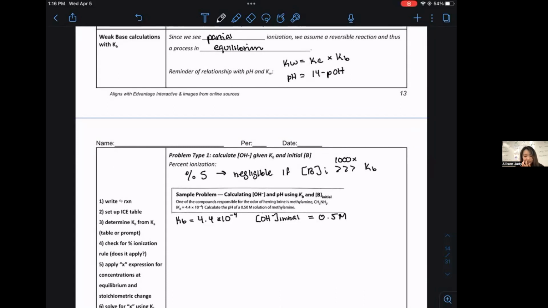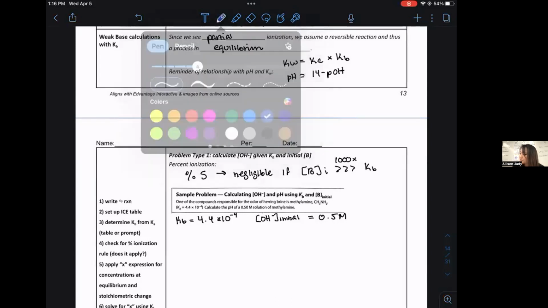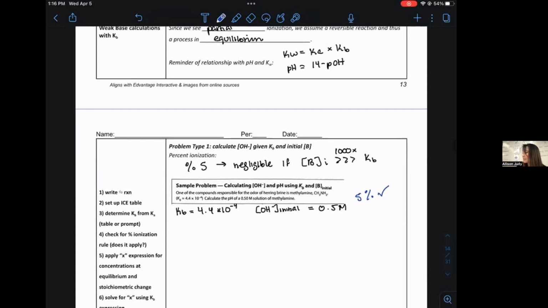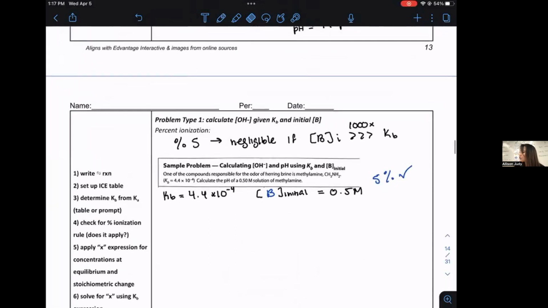So we can say here pretty safely that we can apply the 5% rule. 5% negligible is applied. I'm just going to do a check mark, because it's definitely 1,000 times greater. The initial amount of base, and maybe I don't even want to write OH. Maybe I just want to write base, because the base produces the OH, so I should be more careful. Okay, is 5%. But basically a negligible amount, not significant enough for us to worry about in our calculations. The initial concentration is over 1,000 times greater than the Kb, looking just at the power.